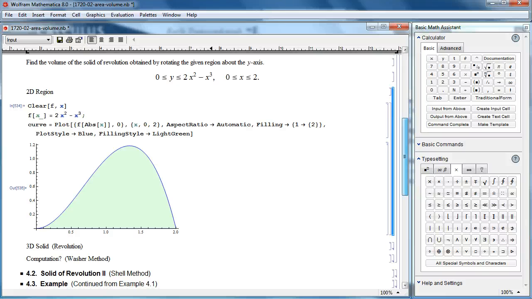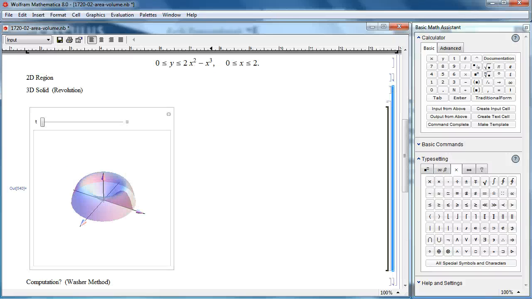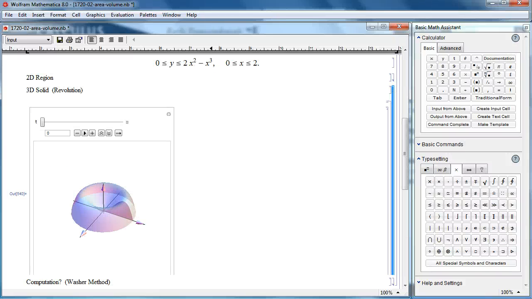Let's begin with y equal to 2x squared minus x cubed between x equal to 0 and x equal to 2 and above the x-axis, and that's visualized as the green region in this picture below this blue curve. Take this region and rotate it with respect to the y-axis, and we are going to get this kind of 3D solid.